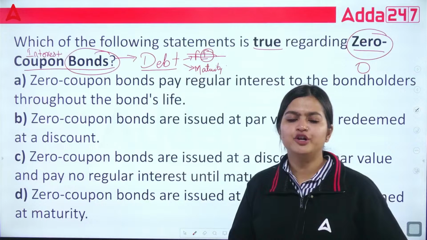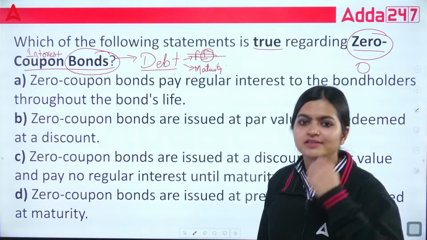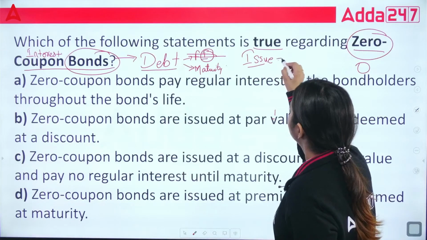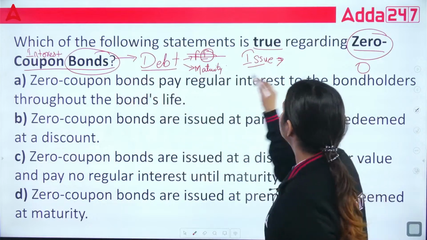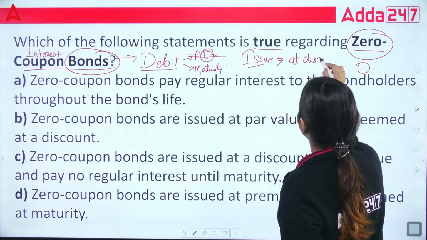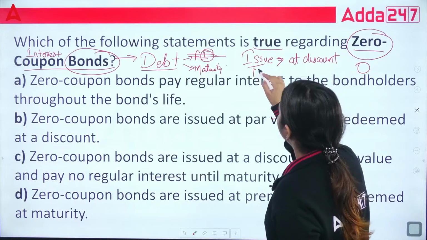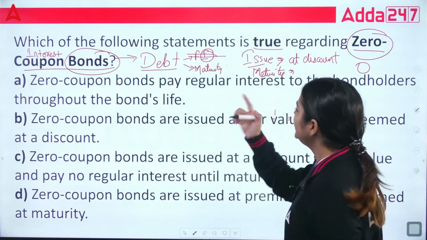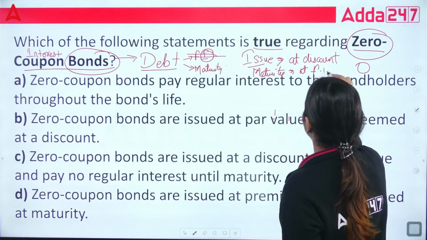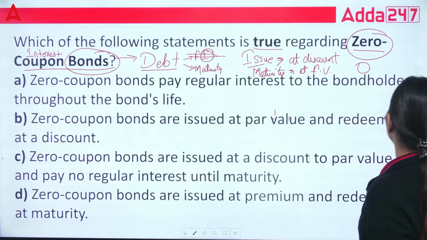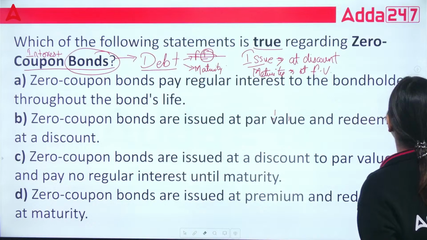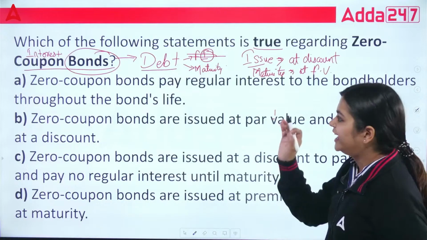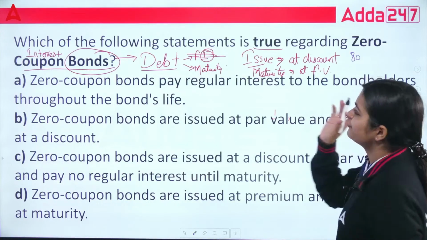So what is the benefit of this type of bonds? The benefit is that at the time of issue, you get these type of bonds at a discount, and as soon as maturity approaches, they redeem these bonds at face value. Suppose at the time of issue of zero coupon bonds, they issued this bond for 80, whereas their face value is only 100.